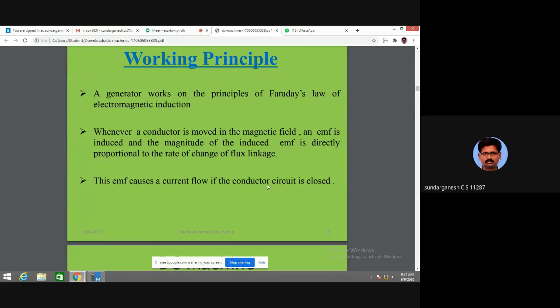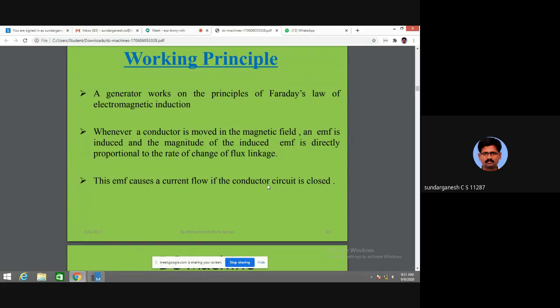The rate of change is during the rotation. The flux linkage is not constant. At a particular time it is maximum, sometimes it is very low, sometimes it is medium. So we call it the rate of change of flux linkage. If it were constant, we would just say change of flux linkage. Since it is not constant, we use the term rate of change of flux linkage. So we are moving the rotor inside the magnetic field, and EMF will be induced in the rotor, directly proportional to how fast it is cutting the flux.